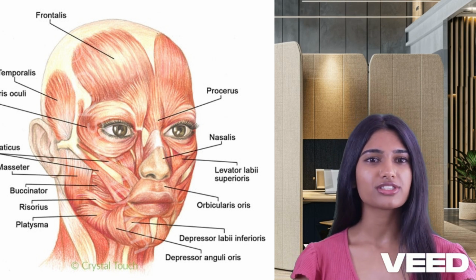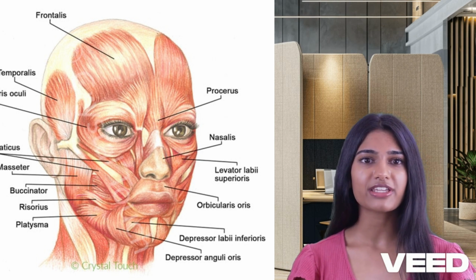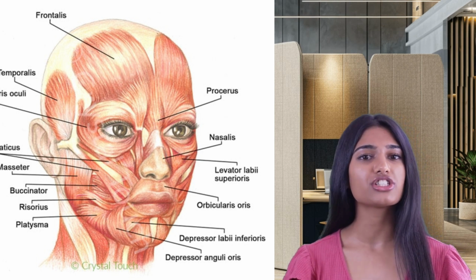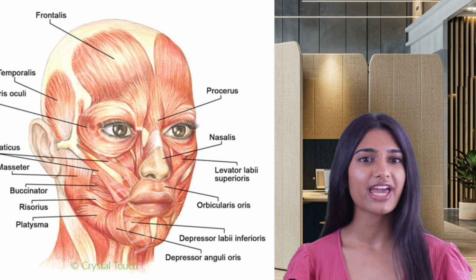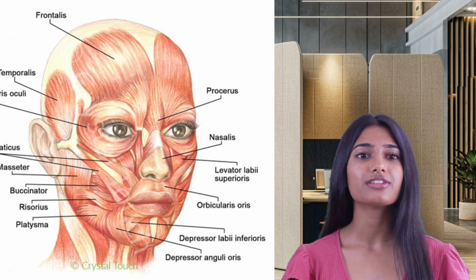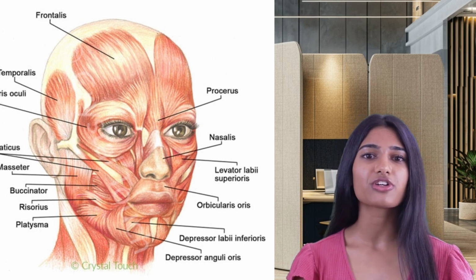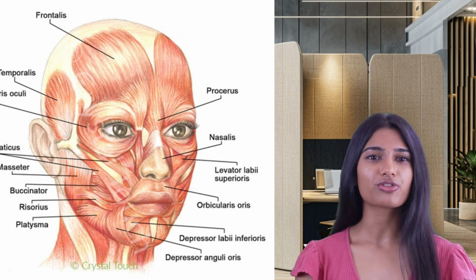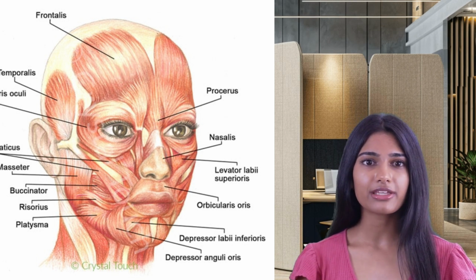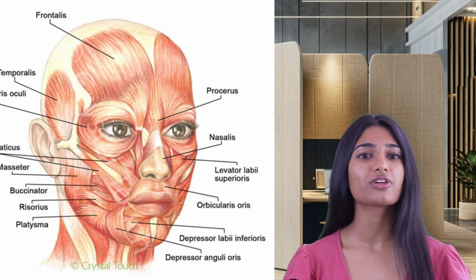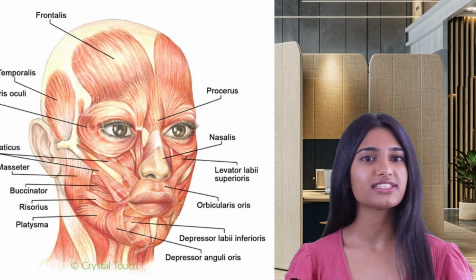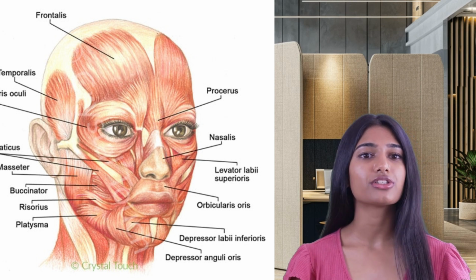Zygomaticus minor is a small slip of muscle extending from the zygomatic bone to the upper lip. Its action is to elevate and evert the upper lip and increase the nasolabial furrow. Levator anguli oris arises from the maxilla below the infraorbital foramen and is inserted into the angle of mouth, where it intermingles with other muscles and extends further into the skin of lower lip up to the middle line.